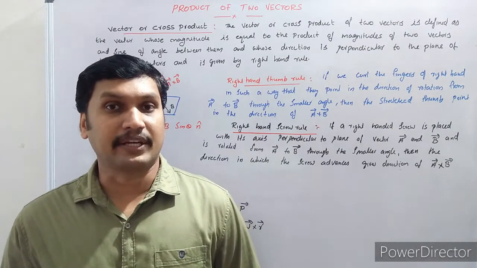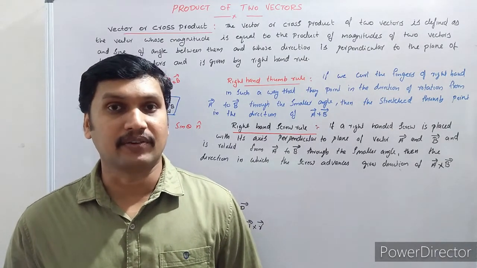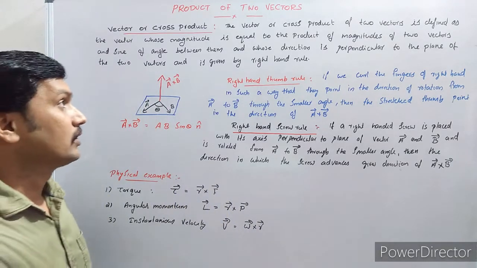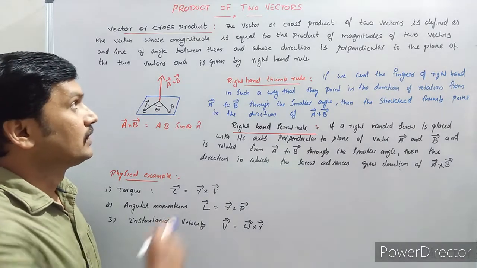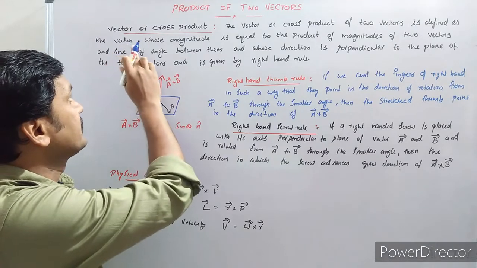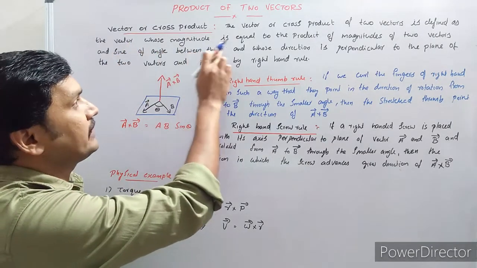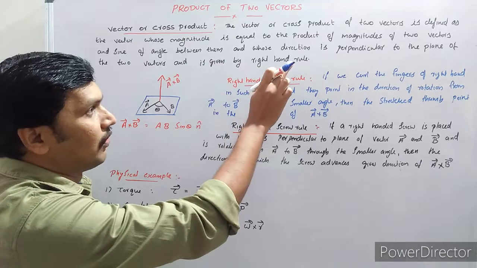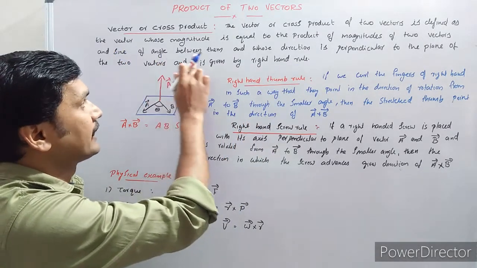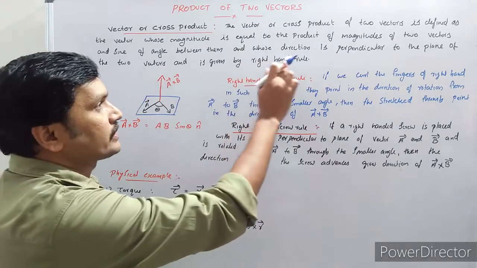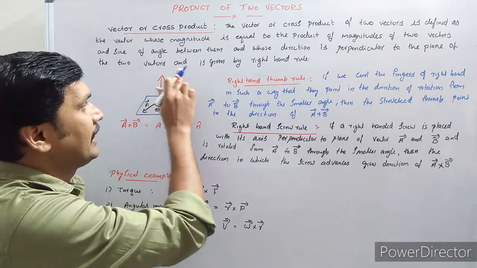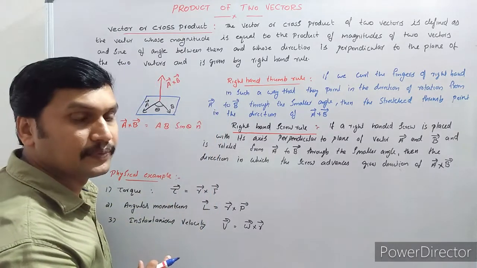Today we discuss vector product or cross product of two vectors. Let us see what we mean by the vector or cross product of two vectors. The vector or cross product of two vectors is defined as the vector whose magnitude is equal to the product of the magnitudes of the two vectors and the sine of the angle between them, and whose direction is perpendicular to the plane of the two vectors and is given by the right hand rule.